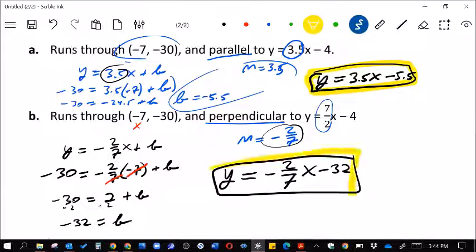One's when parallel, this one's when perpendicular. Okay, so that's just a reminder on how to do those. You already know, but it's not going to hurt to review and make sure you're comfortable with doing parallel and perpendicular lines.